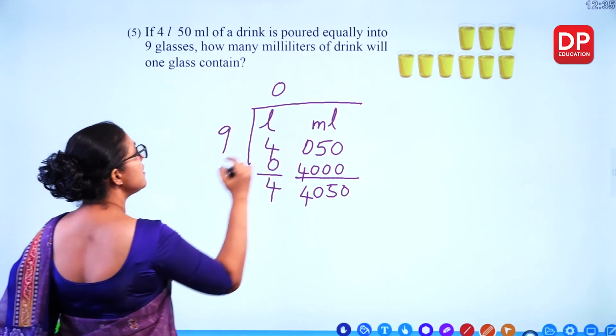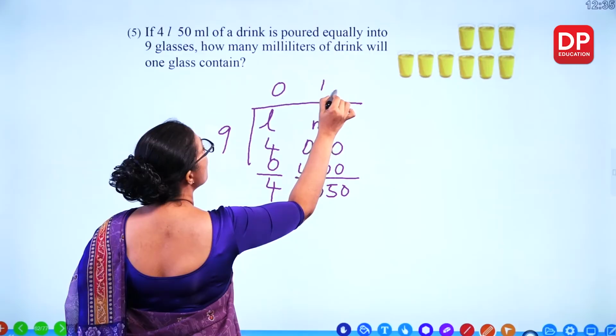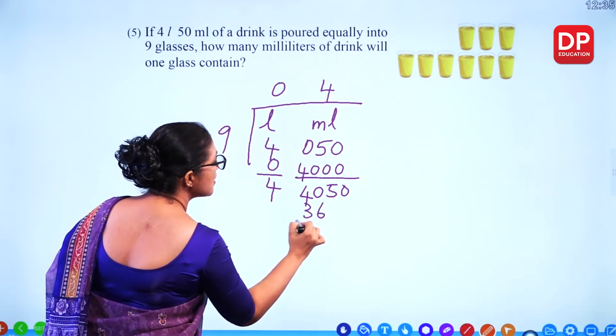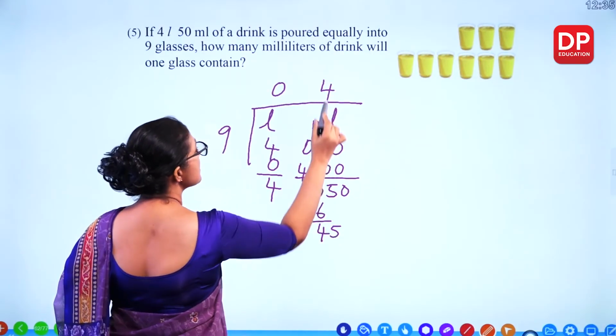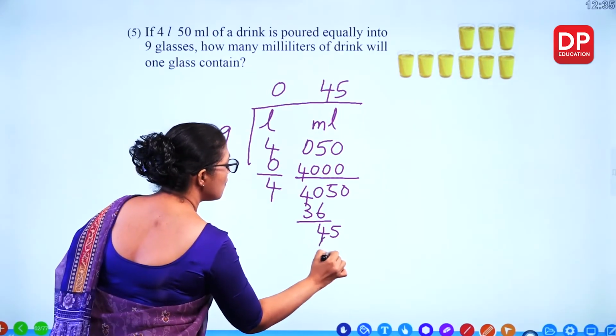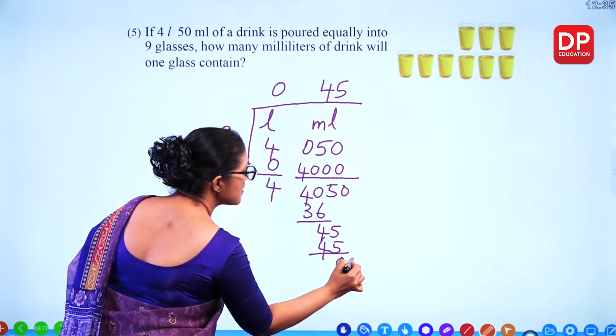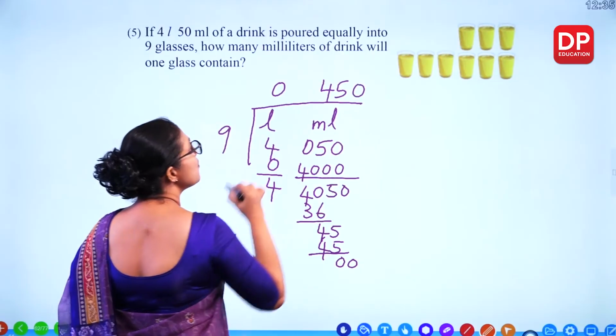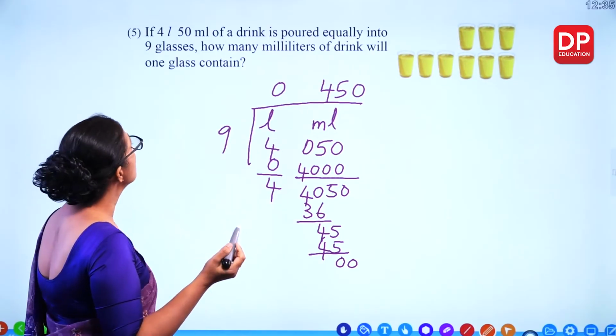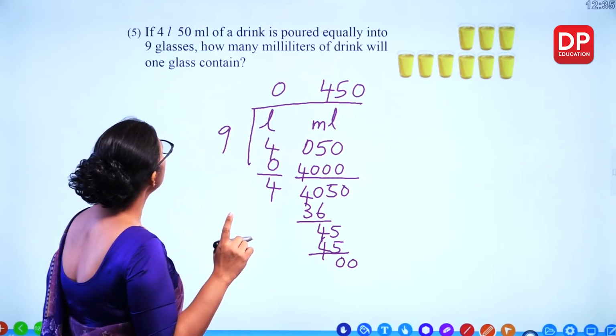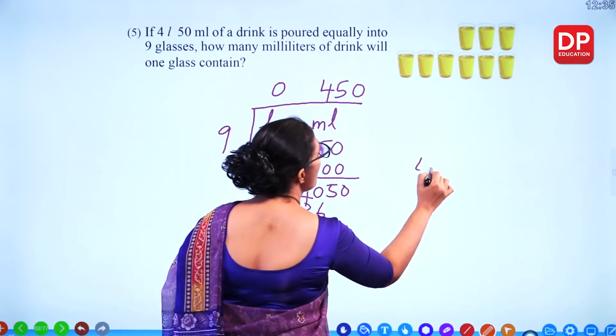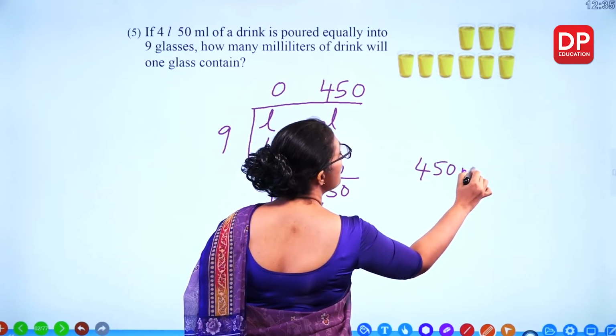Divide by 9. 9 times 4, 36. For 45, that's 9 times 5. 45. Now see, there's a 0. So you can put that 0. So what's the amount? Amount of drink in one glass is 450 milliliters.